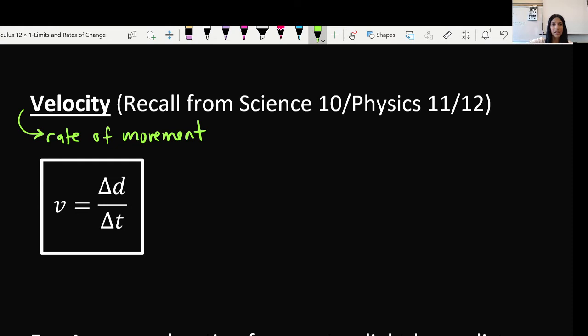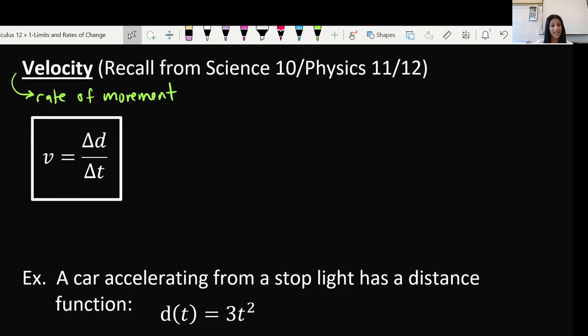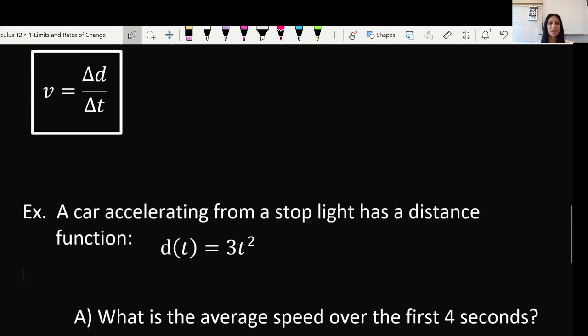So let's take a look at some examples. And again, you've likely done these types of questions before in a science class, but we're now going to look at it from a calculus perspective. So not a whole lot of new stuff. The only new idea is the limit concept.